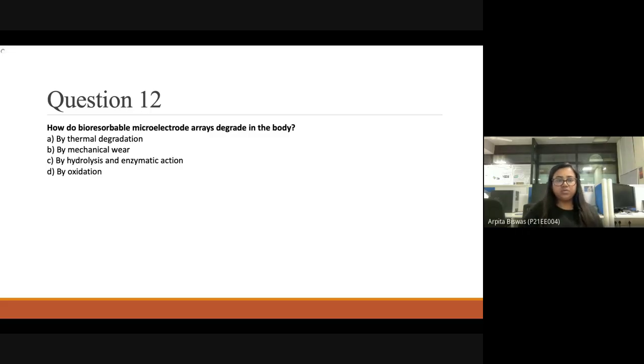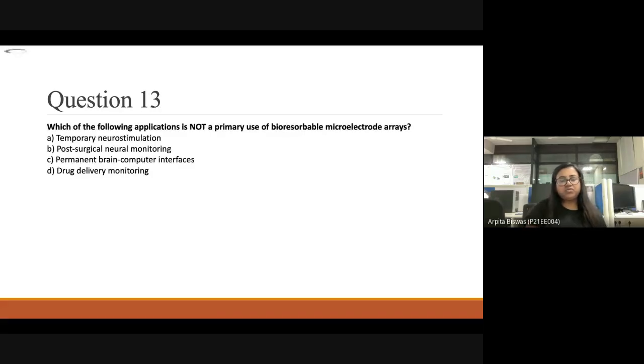So the right option is option C, by hydrolysis and enzymatic action. Okay. Next, question number 13. Which of the following applications is not a primary use of bioresorbable microelectrode arrays? First option, temporary neurostimulation. Second, post-surgical neural monitoring. Third is permanent brain-computer interfaces. And option D is drug delivery monitoring.